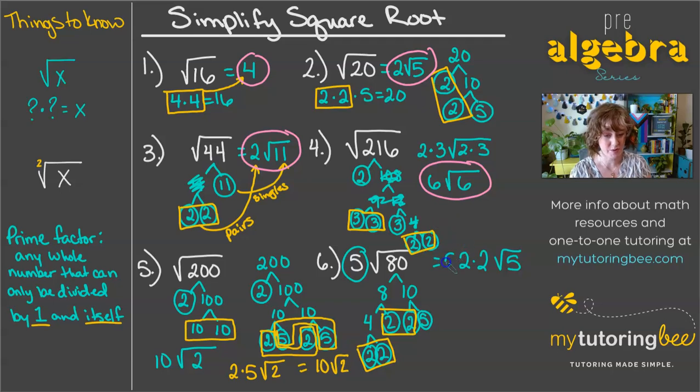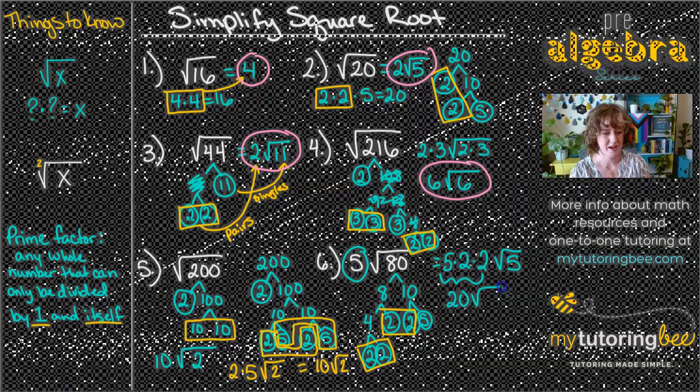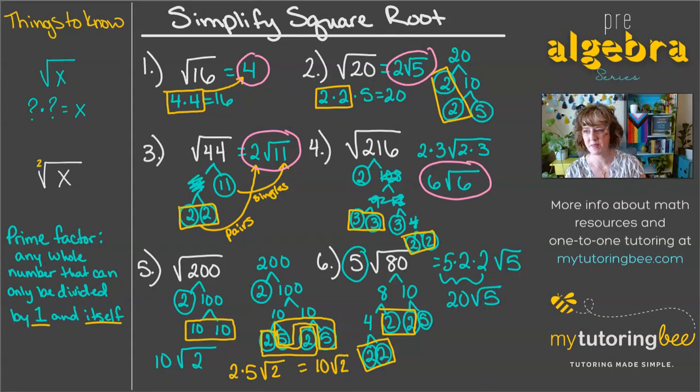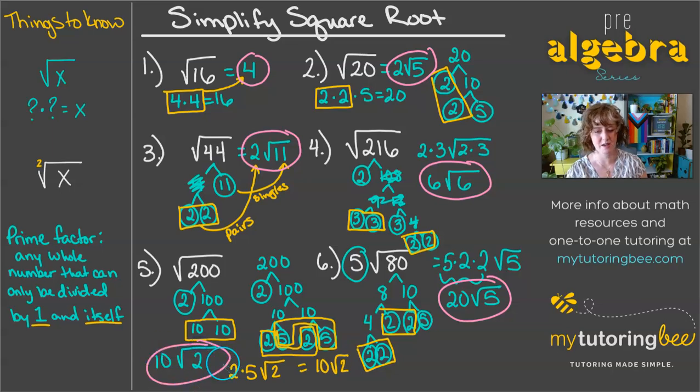So we're going to include that 5 outside of the radical with those 2s that we already pulled out outside of the radical. All right, so let's see what we have. We have 5 times 2 is 10, times 2 is 20, and then the square root of 5. So that is our simplified answer. And I keep forgetting to circle all of my answers.